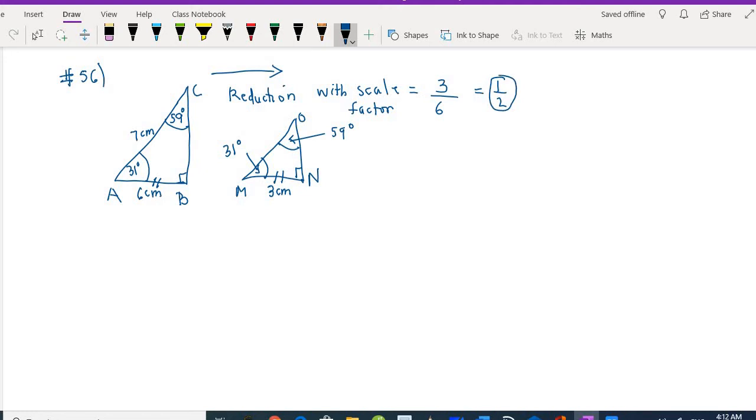Now, if we need to find the corresponding side on the smaller triangle to AC, that will be MO. So this 7 centimeters will also be reduced by the scale factor of 1 over 2. So therefore, MO will be half of 7 centimeters. Notice we are using the scale factor of a half, multiplying it by the length AC to find the length MO, and that will be 3.5 centimeters. And that corresponds to answer C.